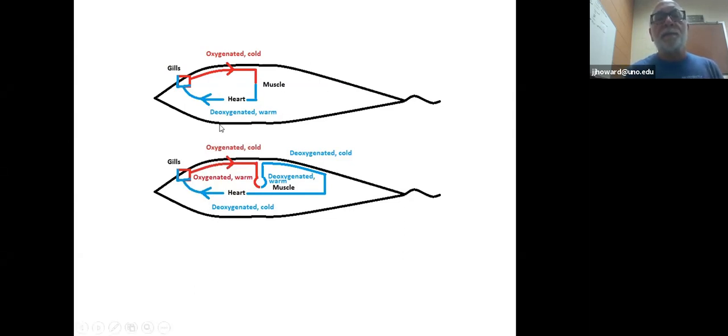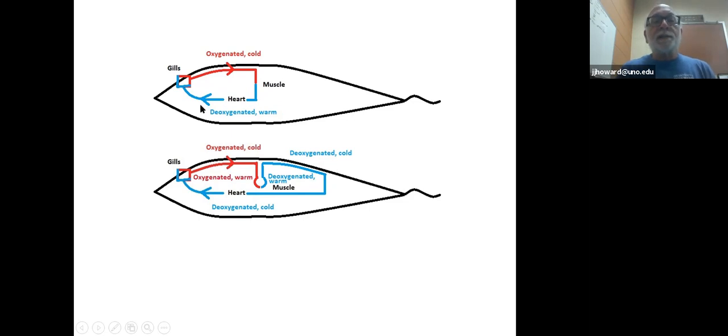This on the top is a regular aquatic organism. This is a fish that does not try to maintain an elevated body temperature. Fish have a two-chambered heart. So they have an atrium that collects blood from the body and pumps it into a ventricle, and that ventricle pumps it to the gills. And it's a very simple organization.